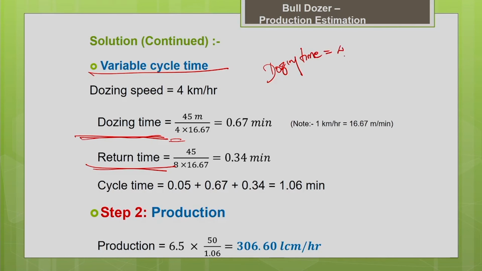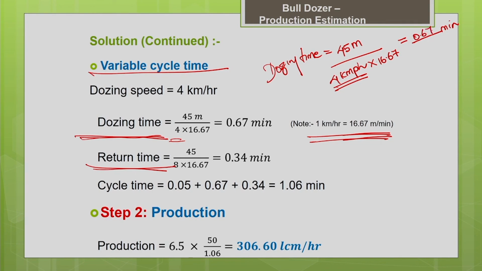So the distance is given as 45 meter and the speed is given as 4 km per hour. So let me convert this kilometer per hour into meter per minute. The conversion factor is 16.67. 1 km per hour is 16.67 meter per minute. So multiplied by 16.67, I will get the answer in minute. So it is nothing but 0.67 minute. You can simplify and get it.